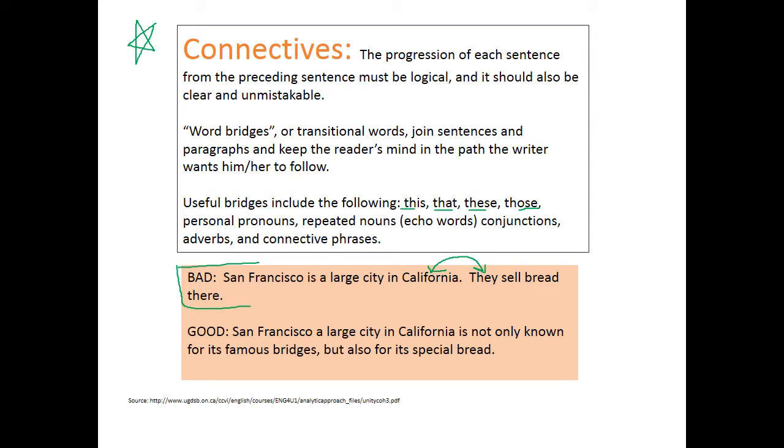We said the same thing. We're still talking about San Francisco. We still identified it as a large city in California, but we connected the information. We put in something that San Francisco is known for, and then tied in this piece about the bread by making it very clear that we're mentioning it because it's something that San Francisco is known for. And that's what all of your ideas in your essays or your paragraphs must do.